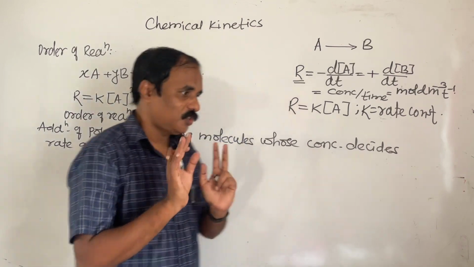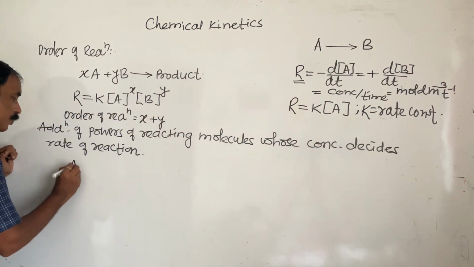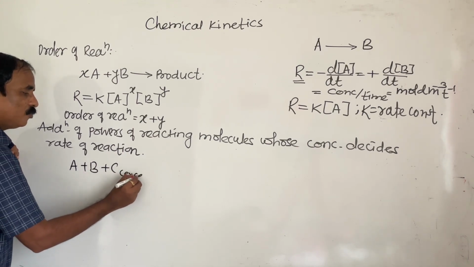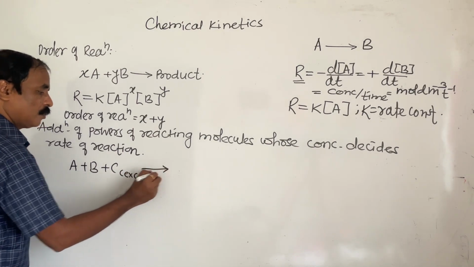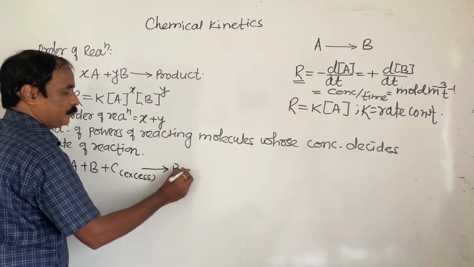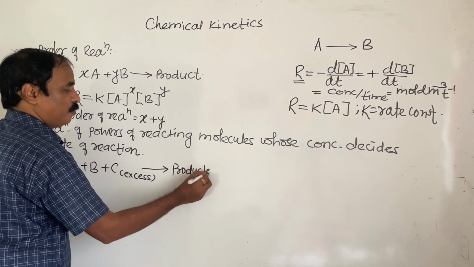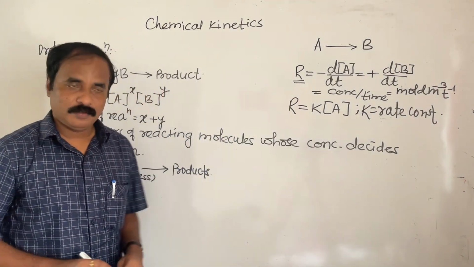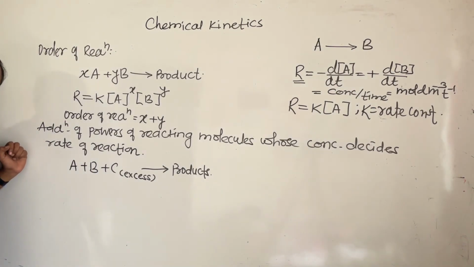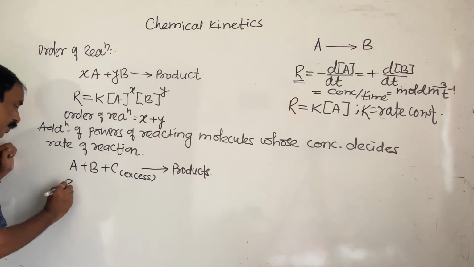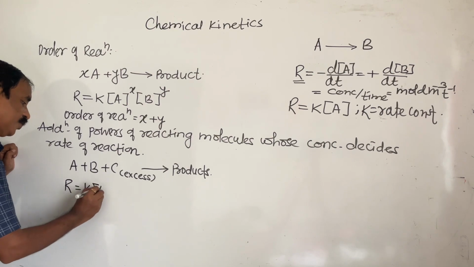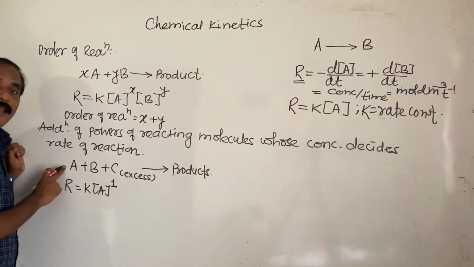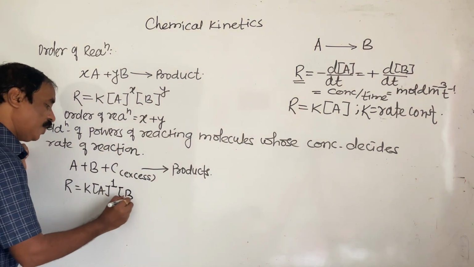Order of reaction. Suppose a reaction is like this, A plus B plus C. यहाँ पर C suppose it is in excess, and formation of products. यहाँ पर तीन reactants है A, B और C. लेकिन C excess में. So what is the rate law for this? R is equal to K into concentration of A to the power 1, क्योंकि यहाँ पर कोएफिशिएंट 1 है. Concentration of B to the power 1.